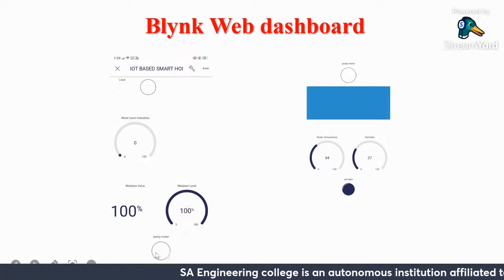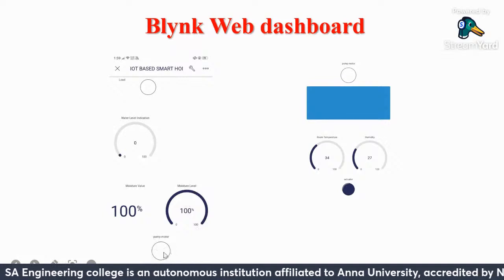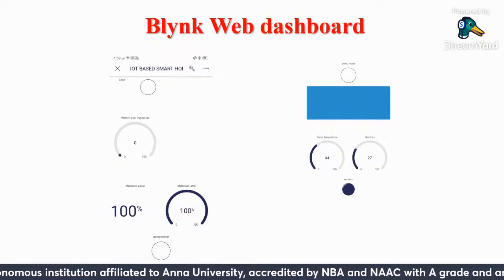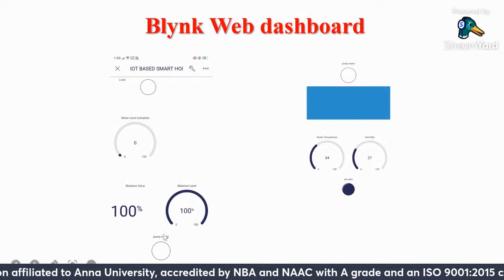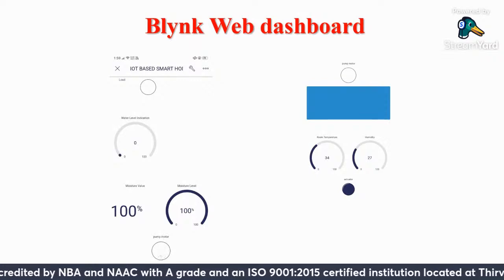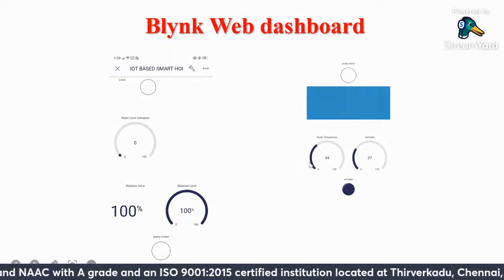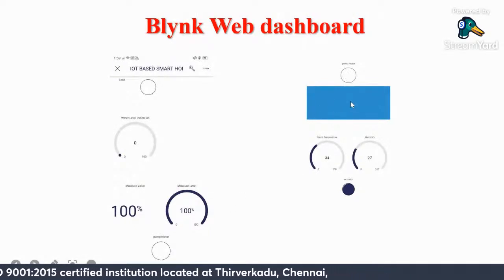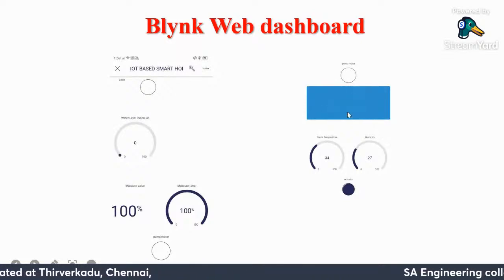And here you can see the pump state, that is, the pump which is watering the plant. We can see the pump state, whether it is turned on or turned off. We can see the green and red color indication in our dashboard. And this blue color dashboard will display that the pump is turned on or turned off. It will be somewhat useful.